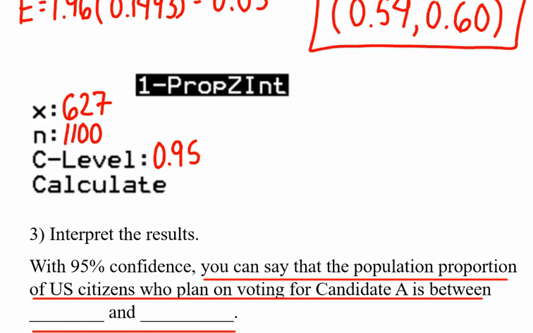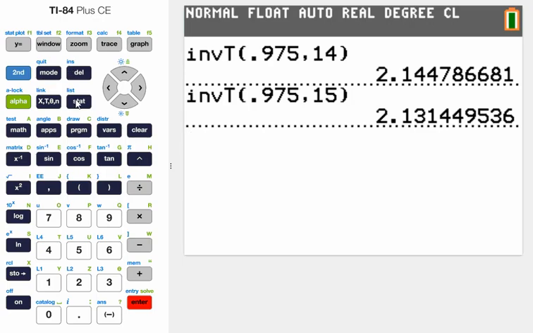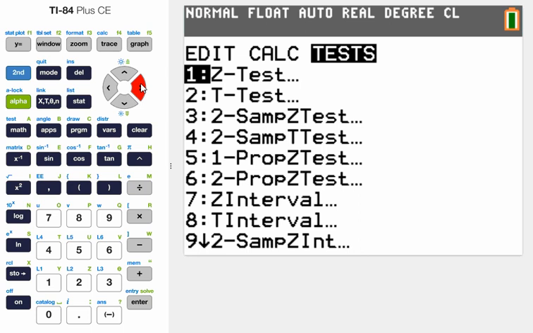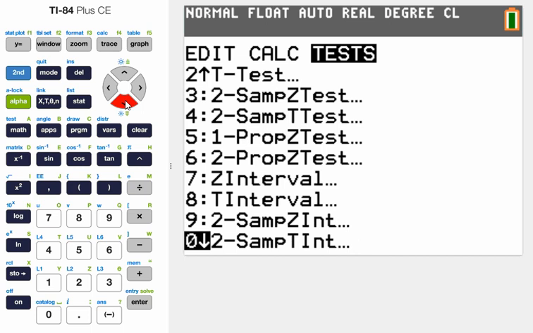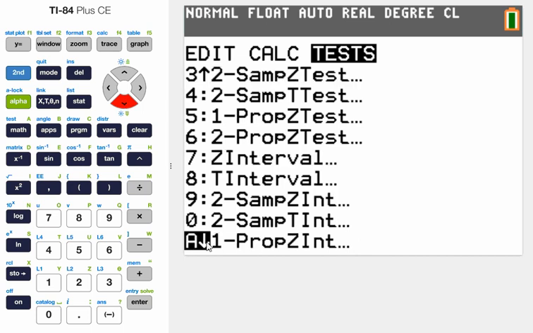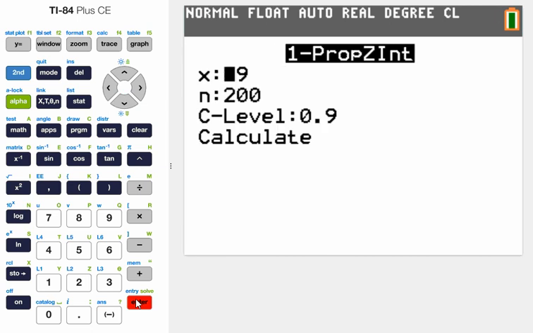Let's actually do it. Let's show it. So where did we go? Stat. Did I say over to test? I think that's right. Then we're running, don't choose option 5. That's a proportion z test. We're doing intervals right now. We'll get to tests later. Instead of option A. A is the first one past the numbers, past 0. Hey, there it is, 1 proportion z interval.